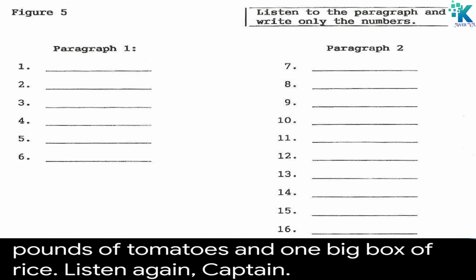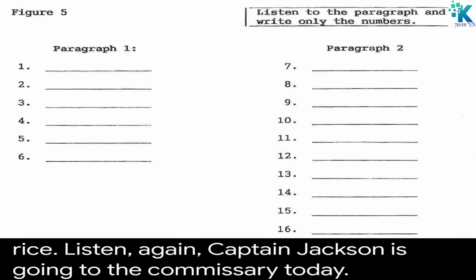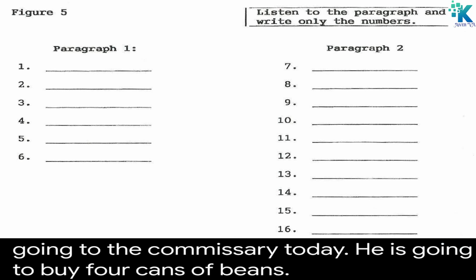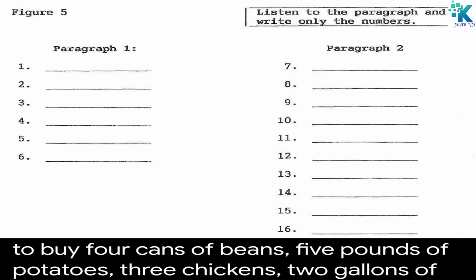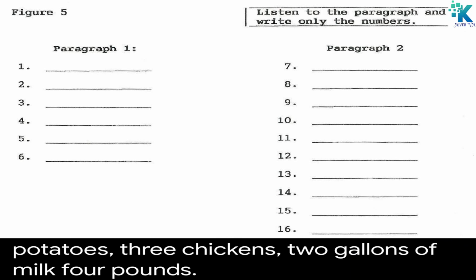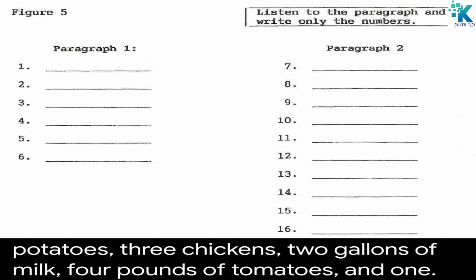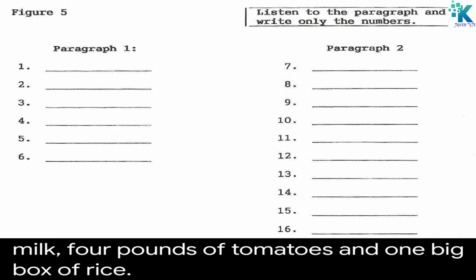Listen again. Captain Jackson is going to the commissary today. He is going to buy 4 cans of beans, 5 pounds of potatoes, 3 chickens, 2 gallons of milk, 4 pounds of tomatoes, and 1 big box of rice.